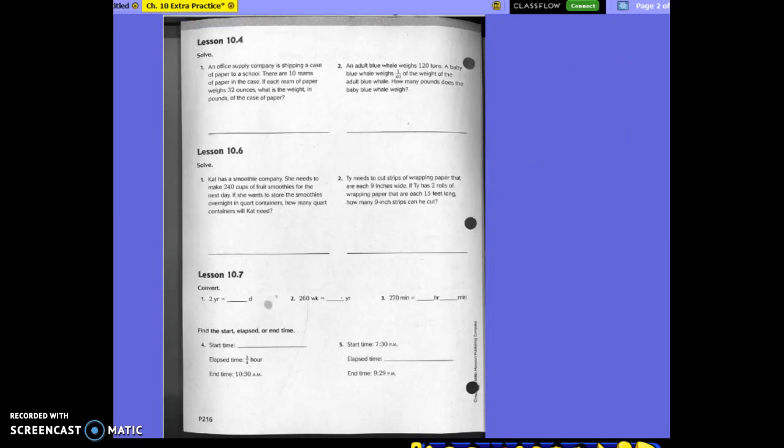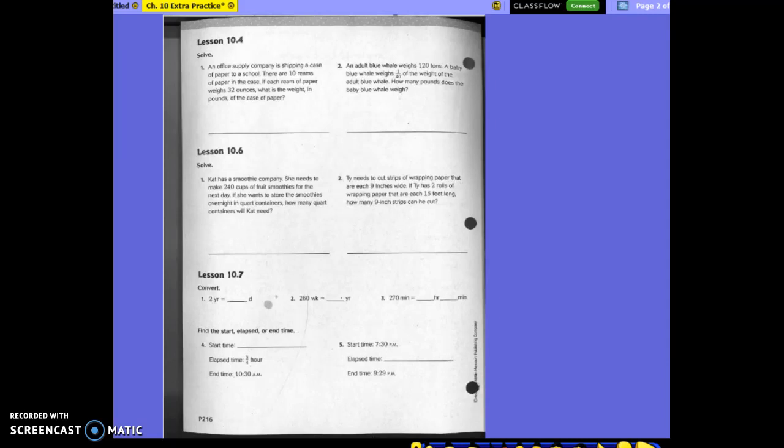Okay, on the back, it's word problems. An office supply company is shipping a case of paper to school. There are 10 reams of paper in a case. If each ream of paper weighs 32 ounces, what is the weight in pounds of a case of paper? So this is more than one step, right? What are we going to have to do first?